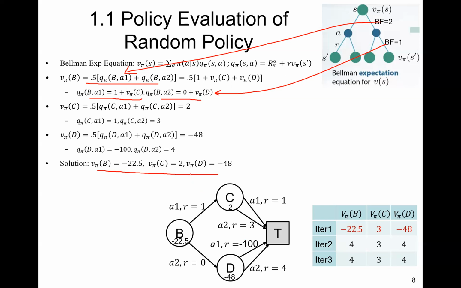So V pi D is very negative because it's a random action from D. So you have a 50% chance of taking action A1, which gives you a minus 50 reward. But it's balanced by the other action. So your total expected value function is minus 48.